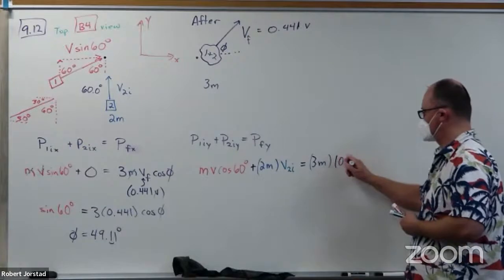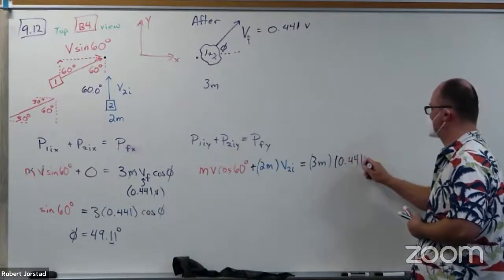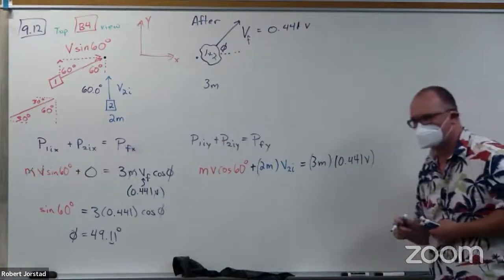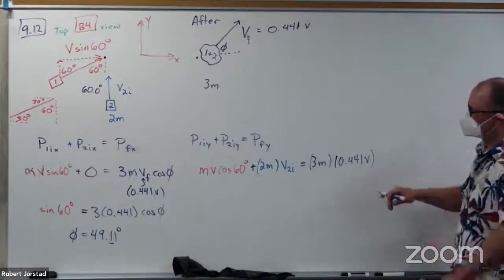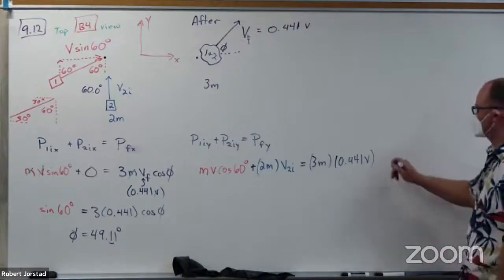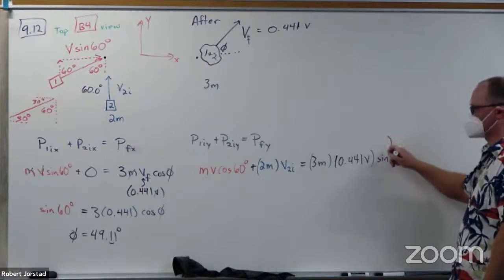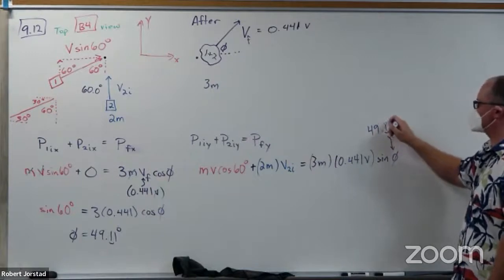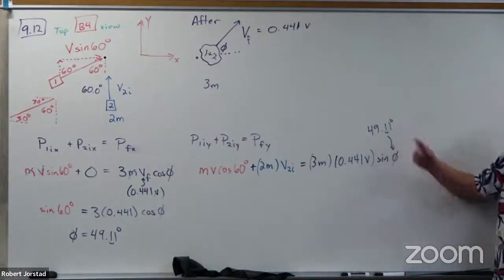0.441 V sine of... Didn't you just do the last one? Yeah. I'm trying to get other people. No one else is talking. All right, I know. Times what? Finish it out. Sine of 49. Sine of phi, which we know phi, you said was what? 49.11. This is when you want to use the extra digits, right? This is why I like that underline.